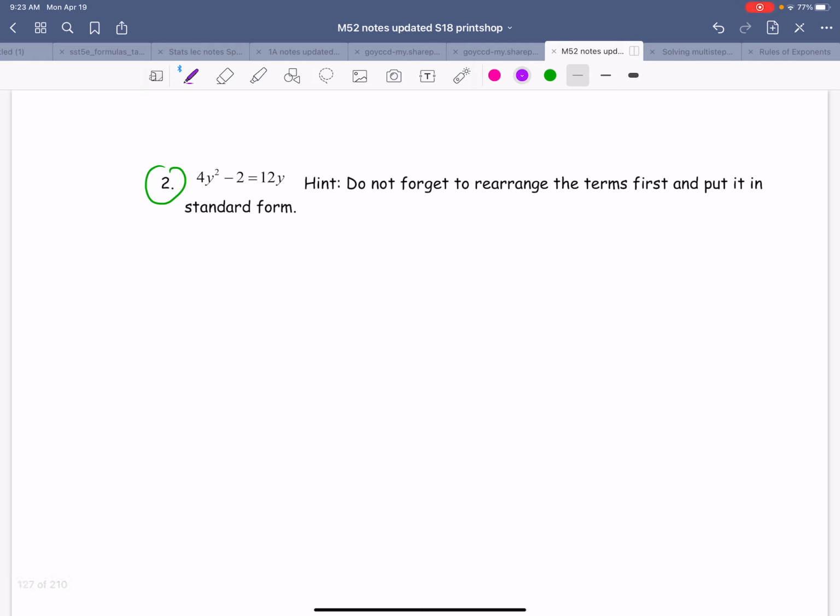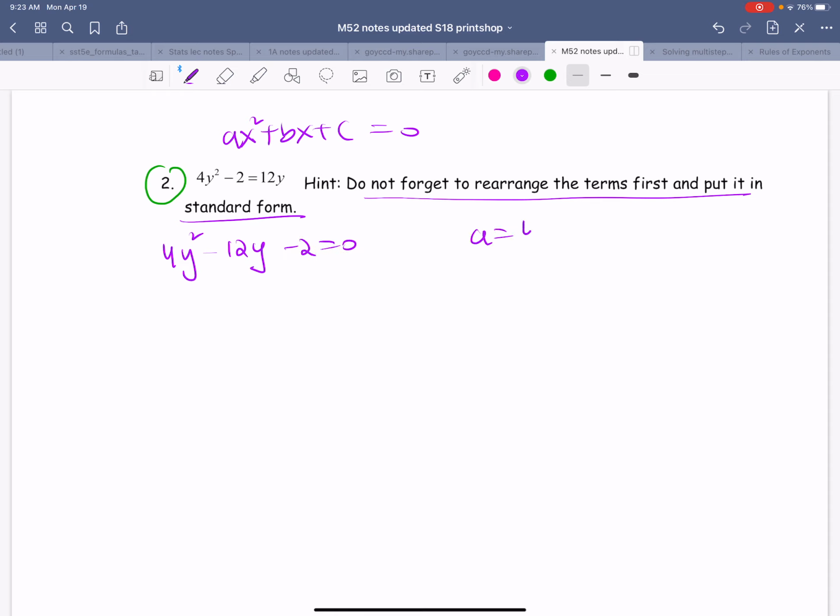Next example: 4y squared minus 2 equals 12y. Now we're going to put it in standard form first. We need to rearrange because it's not in standard form. Standard form is ax squared plus bx plus c equal to 0. So we have 4y squared minus 12y minus 2 equal to 0. A is 4, b is negative 12, c is negative 2. Don't forget the signs. The signs go with them.